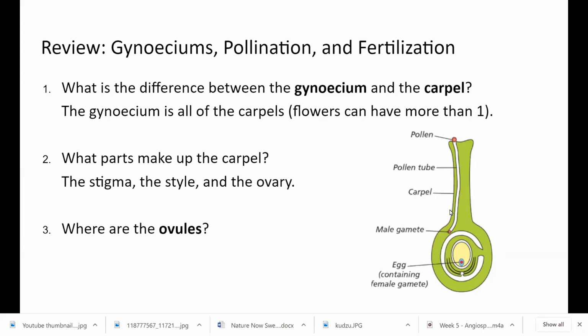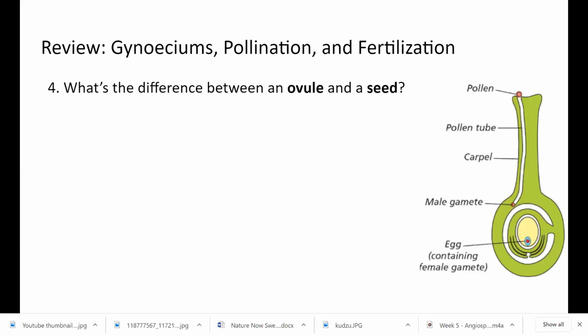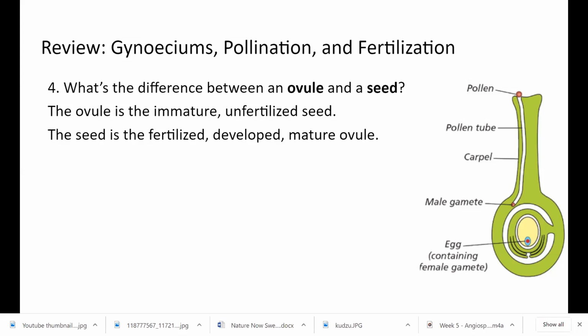Three, where are the ovules? So they are located in the ovary. That one should have been pretty easy. And then what's the difference between an ovule and a seed? So it's all about whether it's fertilized or not. The ovule is an immature, unfertilized seed. And the seed is the fertilized and developed mature ovule. So you don't have seeds until after fertilization happens.